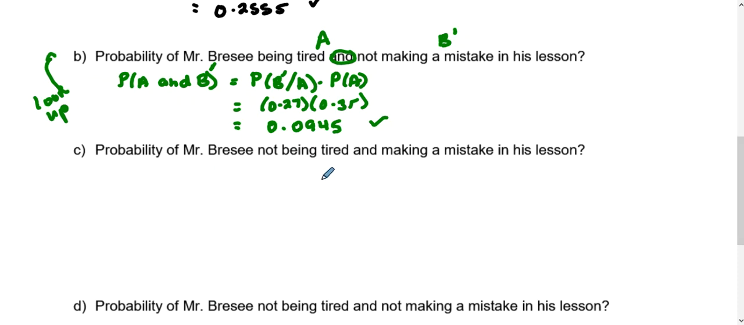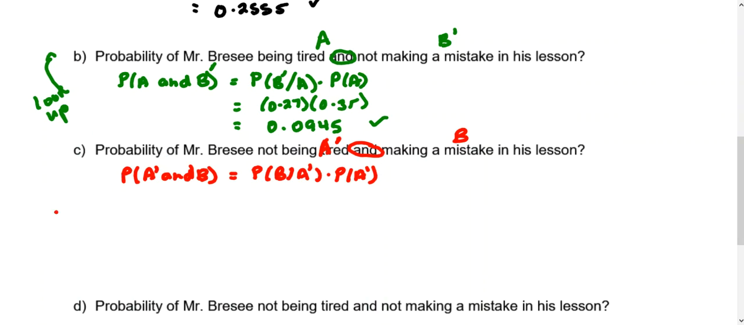I'm going to push pause here, and what I want you to do is define the letters in the question. Is it A prime, B, or B prime? And then you can check. So hopefully when you checked your answer, not being tired is A prime, and making a mistake is B. So the formula that I'm going to use is the one with A prime and just plain B. Okay, and I'm going to fill in with the right complements if it's there.